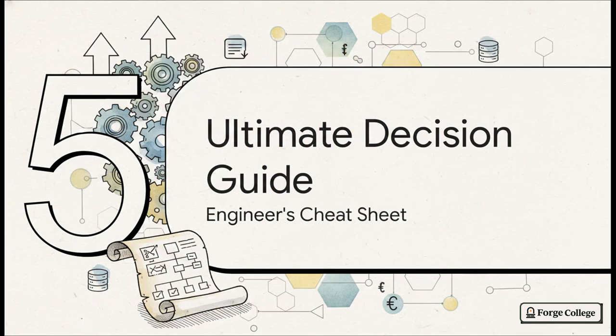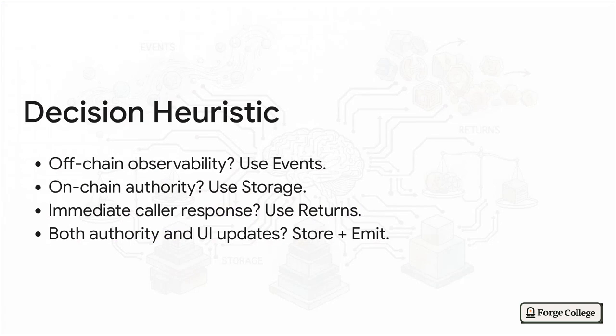Section 5, the ultimate decision guide. Think of this as the engineer's cheat sheet. Let's synthesize all of this into a foolproof heuristic you can just keep in your back pocket for your daily development. Do you need off-chain observability for a website or an app? Use events. Do you need on-chain authoritative state for your contract to verify later on? You've got to use storage.